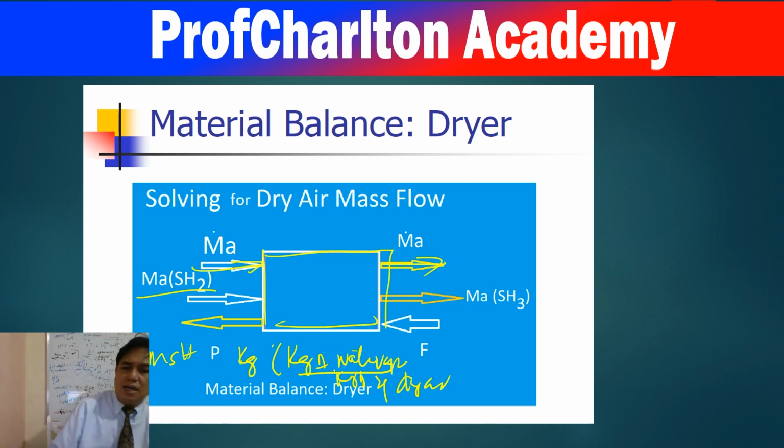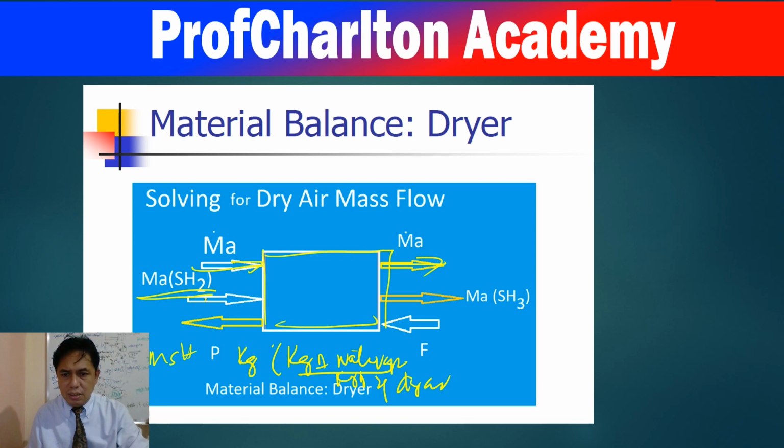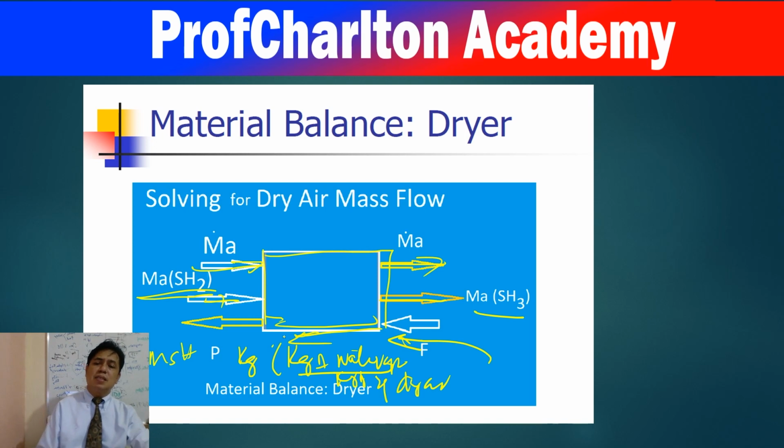So if you have that, you can have the material balance, mass times specific humidity coming in. Then this one is mass times specific humidity also, it's H3. So this one is the feed. Now when the feed goes down, it is the product, meaning it is less in moisture but high in temperature.